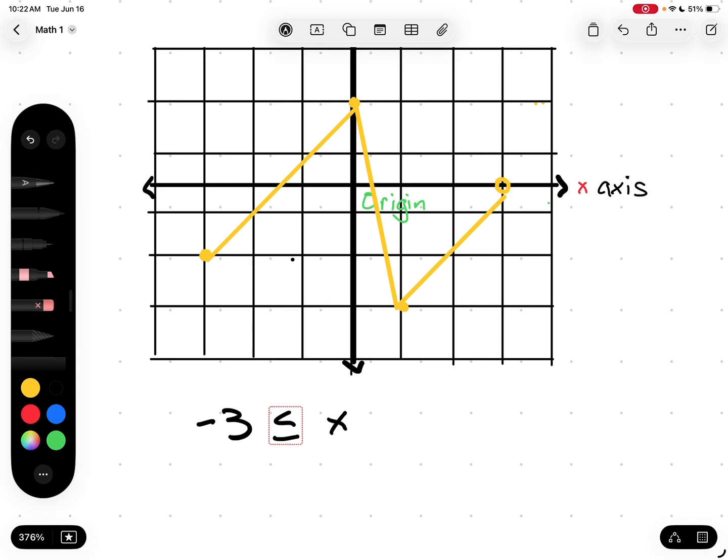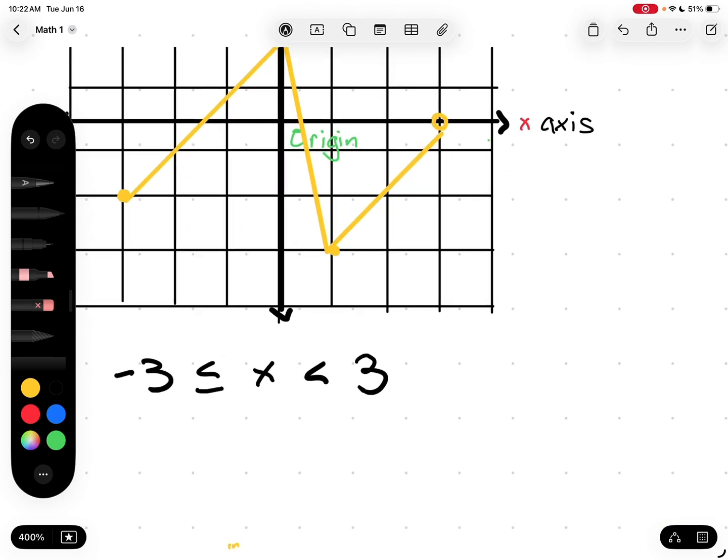We continue reading from left to right, and then we hit our final x value up here. This x value is 3, and it is an open circle. Open circle means you just have to add that. So essentially, this is saying that any value in between negative 3 and 3 can be found on this graph. Each x value in between these two numbers has a respective y value. Now let's try range.